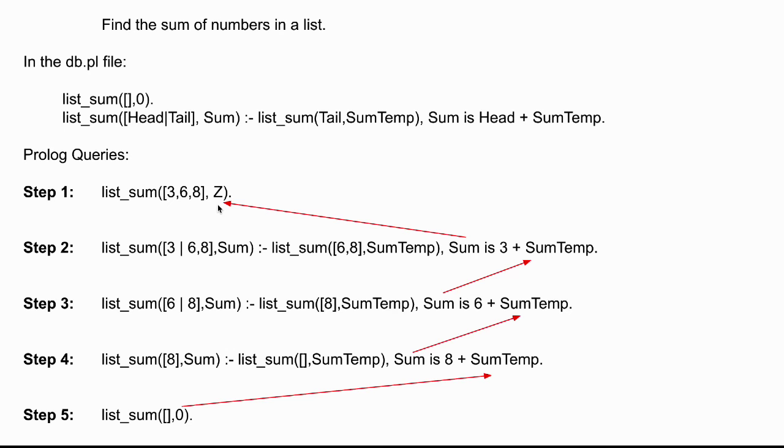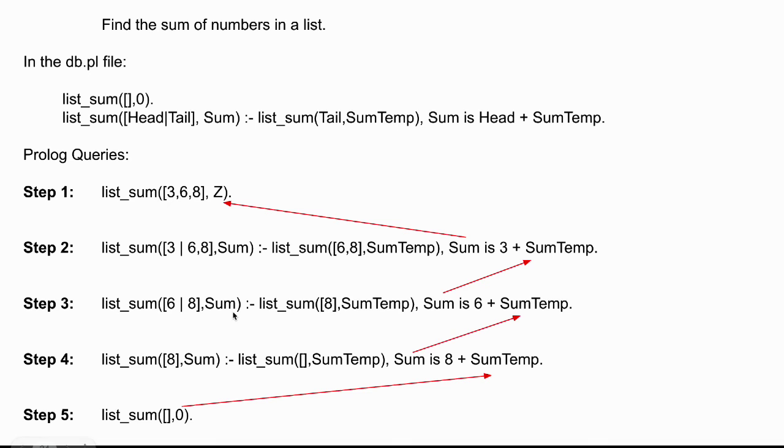Okay, so to better understand what's happening, let's take a particular query, list_sum([3,6,8], Z). The first thing that happens is that it goes to list_sum. So this is the head and tail division, 3 and [6,8], sum. This is true if list_sum([6,8], SumTemp), comma, Sum is 3 plus SumTemp. If both these things are true, then the left hand side will output true. So the program has to now check if this is true. So that goes to now step 3.